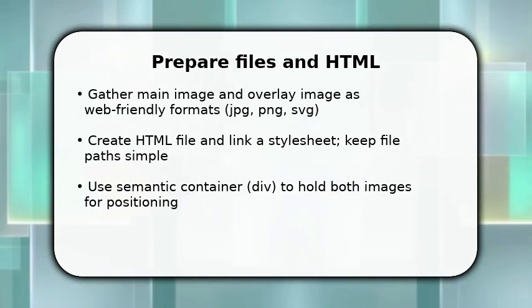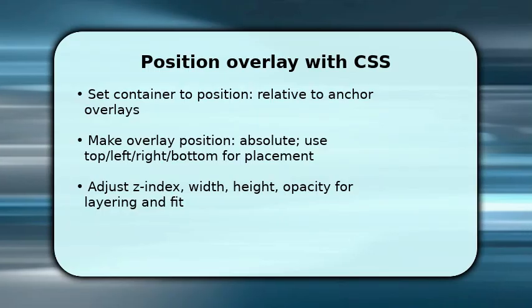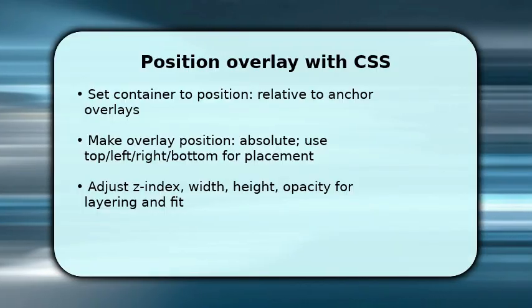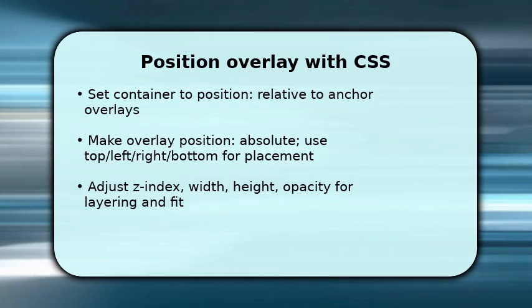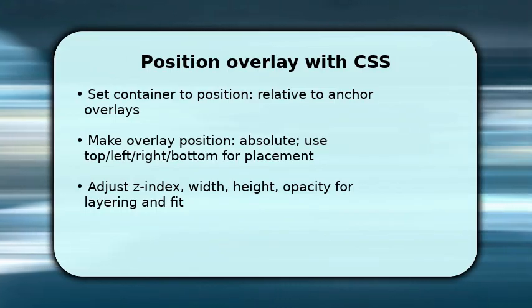You now control how the overlay sits on the base image by using CSS. Set the container to position: relative so the overlay's absolute coordinates are local. Then make the overlay image position: absolute and tweak top, left, right, or bottom values to nudge it into place. Use transform: translate for fine centering. Make sure to set z-index higher than the base image so the overlay appears on top, and adjust width, height, or opacity to maintain visual balance and responsiveness.